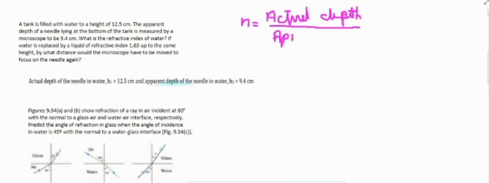Refractive index formula is there. Refractive index n is equal to actual depth divided by apparent depth. So directly you will get the answer. Actual depth divided by apparent depth.